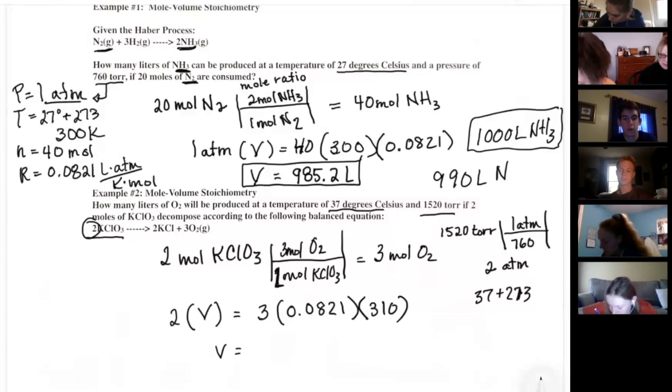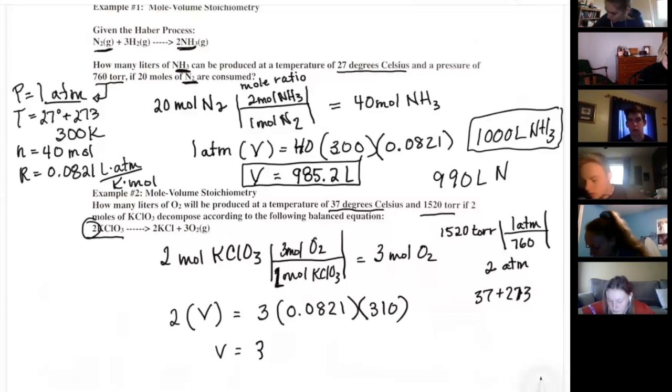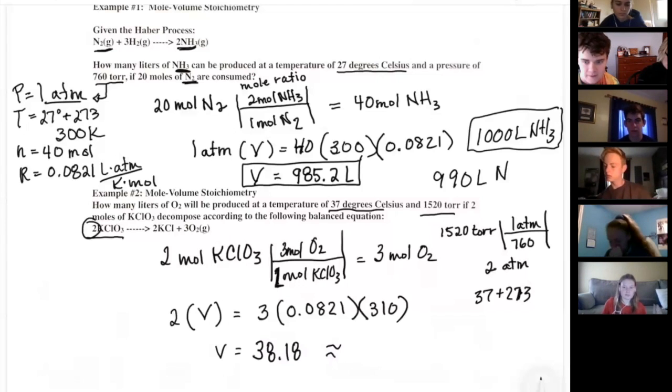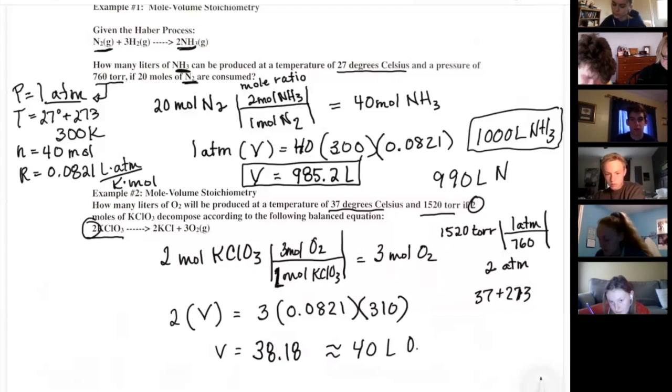I have the answer when we're ready. Okay, tell me. 38.18, or I don't know what sig figs is. Well, we have 2 moles here, so it's 1 significant figure. So you're right, Noah. 40. And then it's 40 in significant figures.